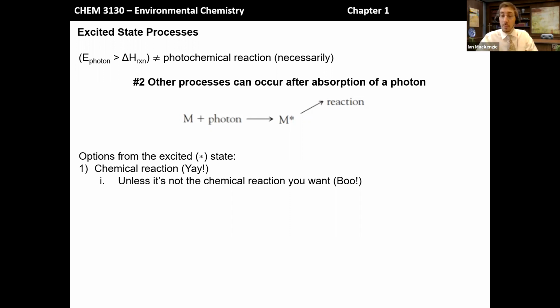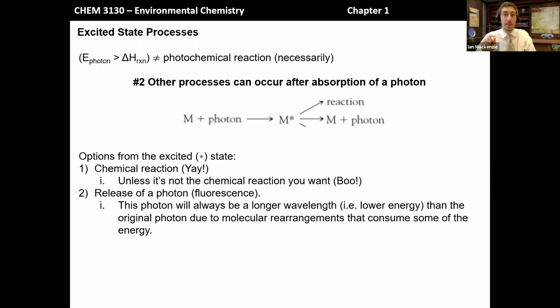In addition to chemical reaction, there's also the possibility that the electron just jumps back down to the ground state and releases that extra energy as a photon of light. That's primarily what we talked about in General Chemistry 1. Depending on the particular excited state, we refer to this as fluorescence. There's also phosphorescence. Sometimes we lump it all together and call it luminescence. In this case, we've given up the extra energy that was absorbed by giving it off as a photon.